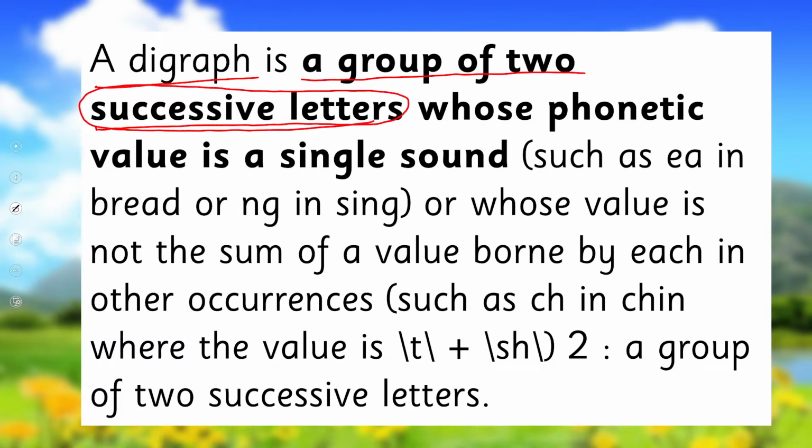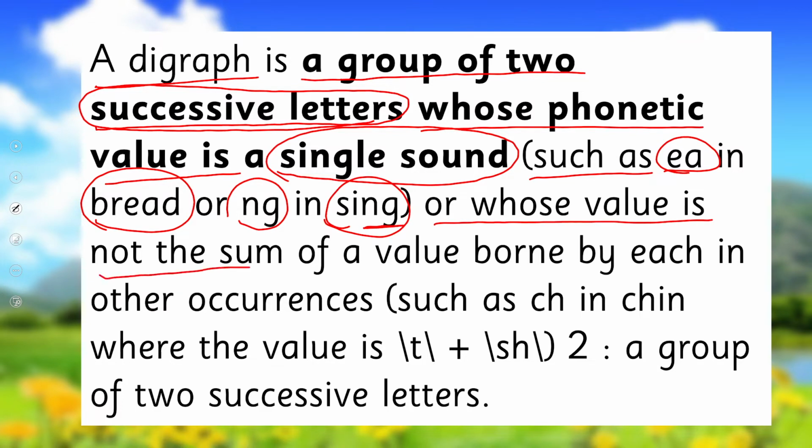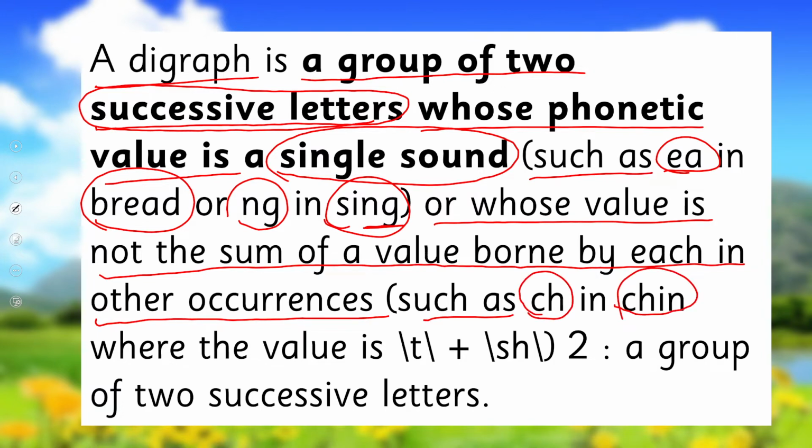What does successive letters mean? Two letters which are coming together without any gap, whose phonetic value is a single sound. They come together and they make one sound, as I explained to you. Such as ea in bread and ng in sing, or whose value is not the sum of the value borne by each in other occurrences, such as ch in chin, where the value is sh, and a group of two successive letters.